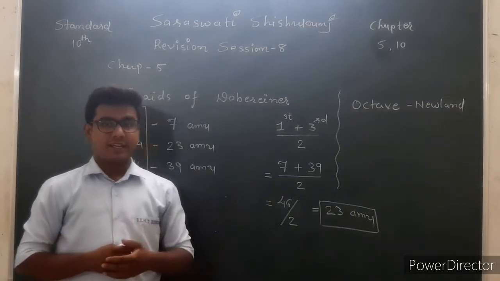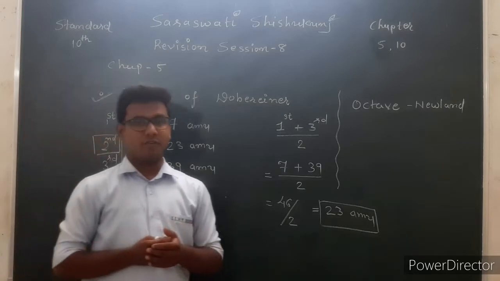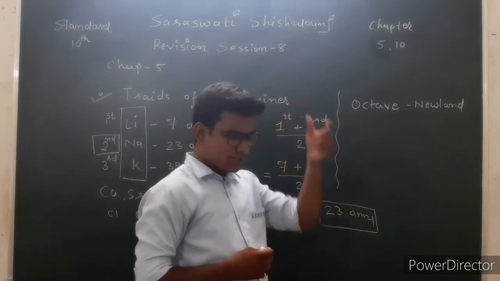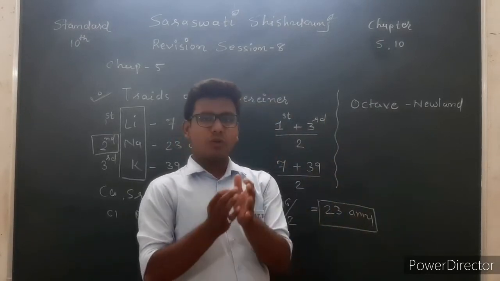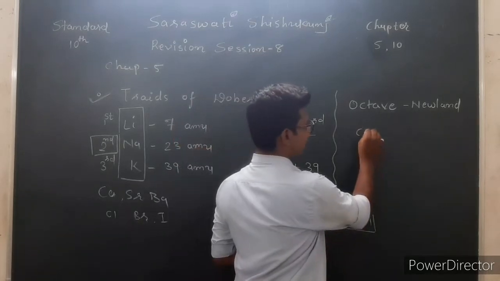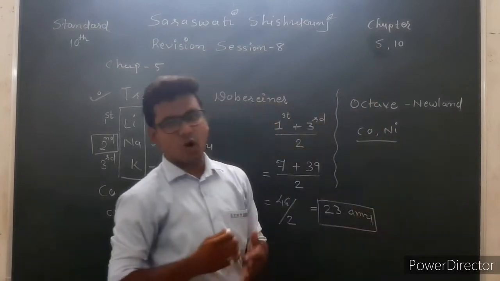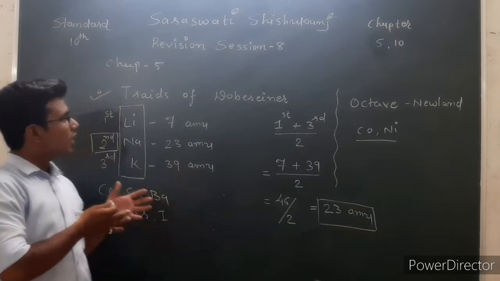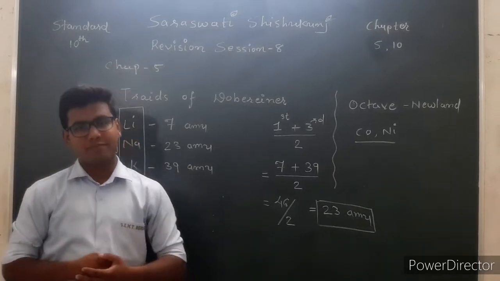If we see the table of Newlands, we will find different types of limitations. In the same group, some elements were kept that do not have properties similar to the others, like cobalt and nickel. You can go through the table of Newlands' octave rule and verify. So triads of Dobereiner and octaves of Newlands are important topics for your exam.